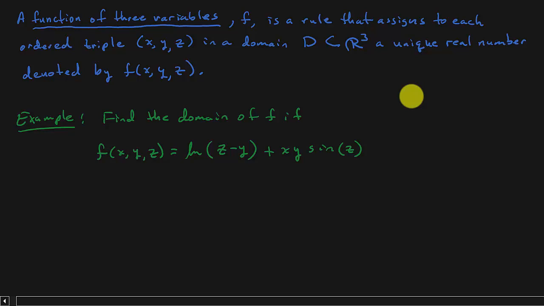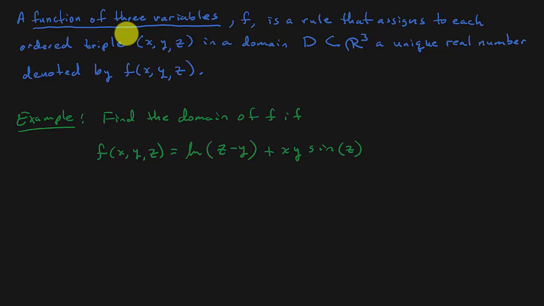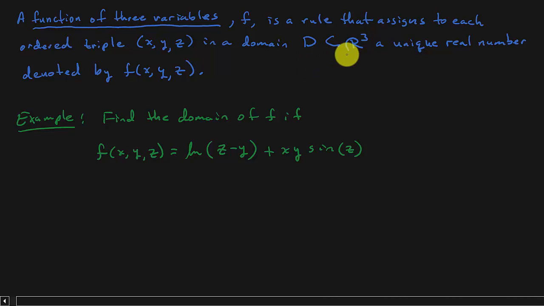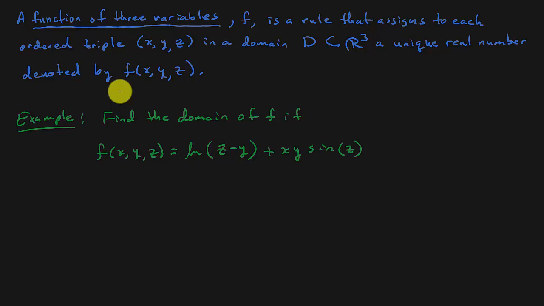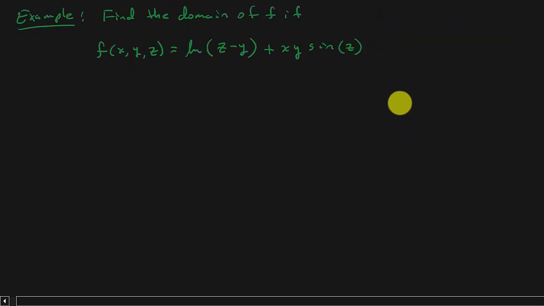All right, so a function of 3 variables, f, is a rule that assigns to each ordered triple x, y, z in a domain D, where D is a subset of R3, a unique real number denoted by f of x, y, z. All right, so right here, they ask us, find the domain of f. All right, so what's the domain of this function?